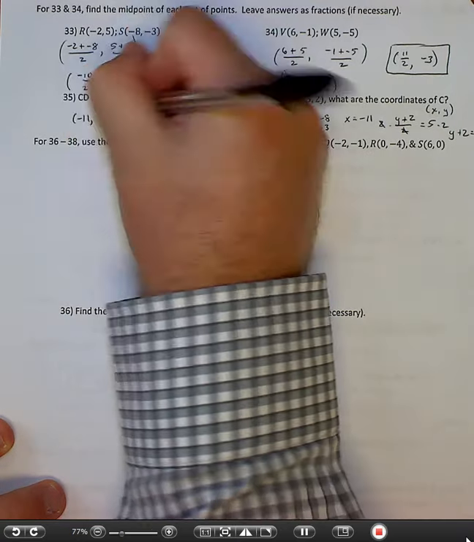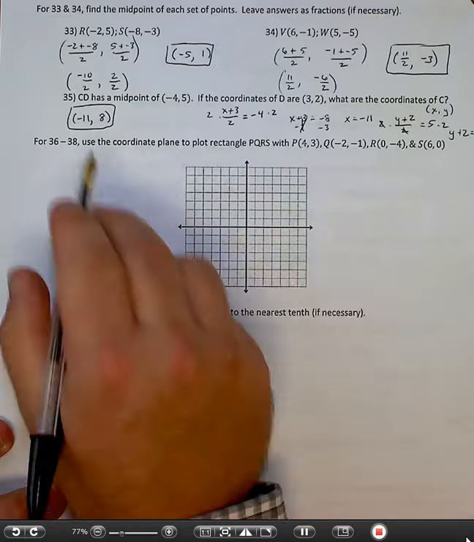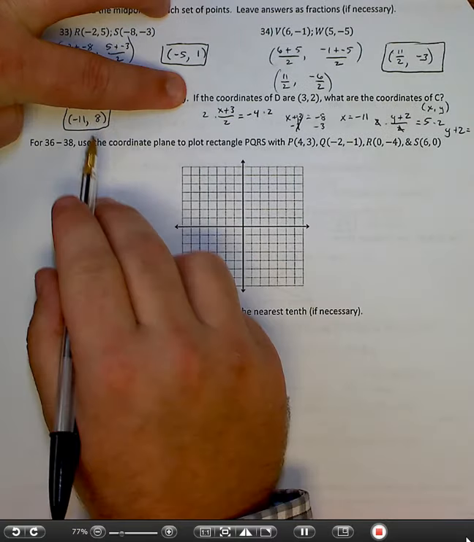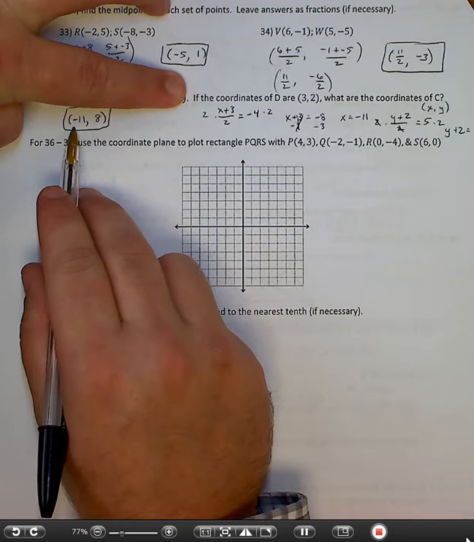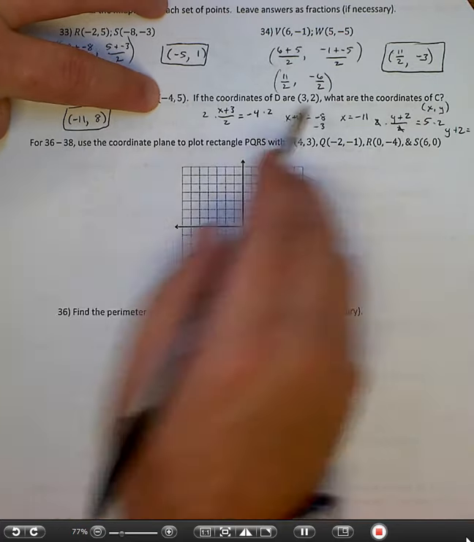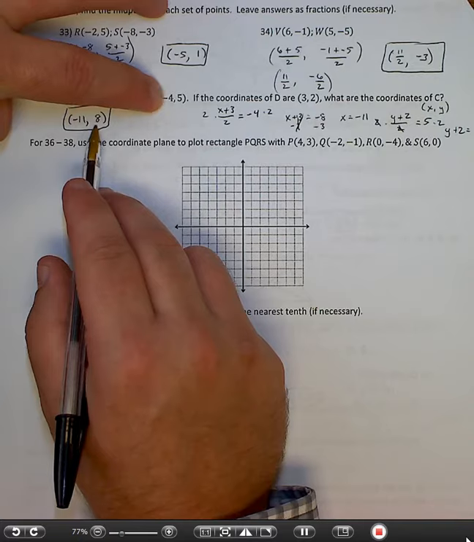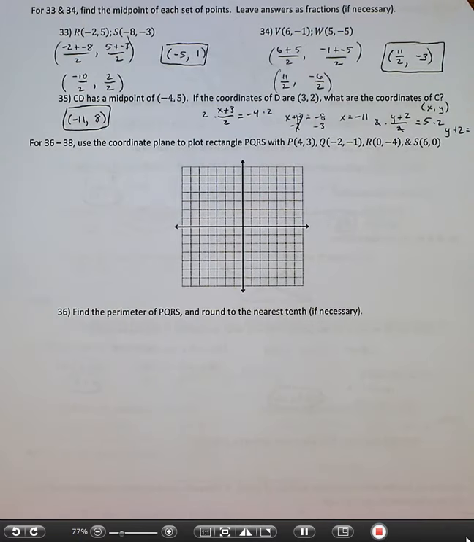If you want to check it to make sure you did it right, take your two endpoints, add them up, and divide by 2. So 3 plus negative 11 is negative 8, divided by 2, negative 4. 2 plus 8 is 10, divided by 2 is 5. There's my midpoint. Okay?